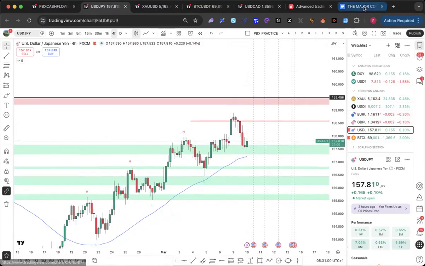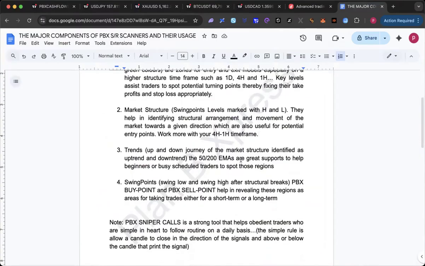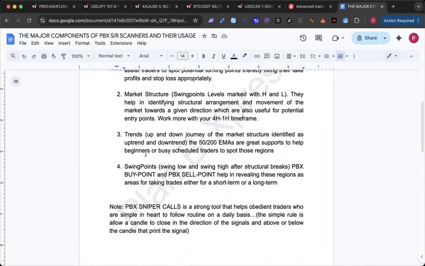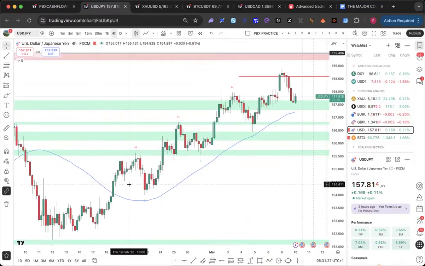That's about the structure. I've just basically explained to you a swing point level marked with low and high and all of that. The next thing is called trend, the up and down journey. The market structure is identified as uptrend and downtrend. The 50 and 200 EMAs are great support to help beginners or busy-schedule traders to spot those regions. So you can see that the market has crossed above the 50 moving average. This is a shorter trend. For a higher trend, you probably want to use 200. So 50 is okay, and then you can say, okay, this is an uptrend now.